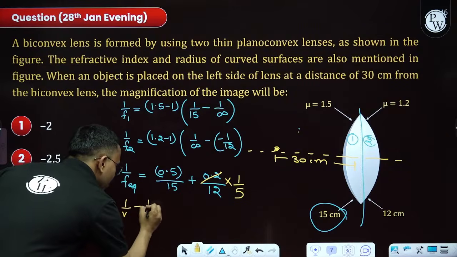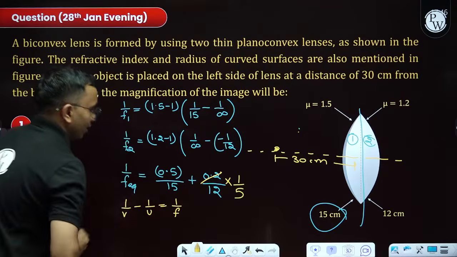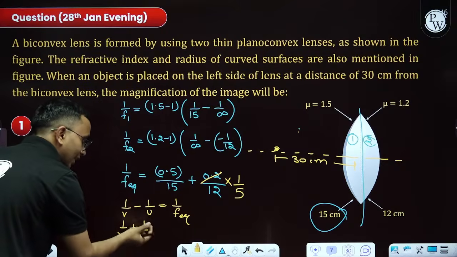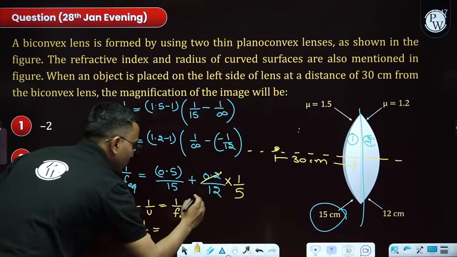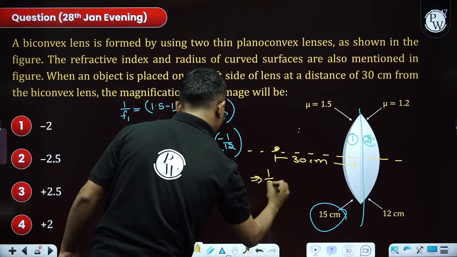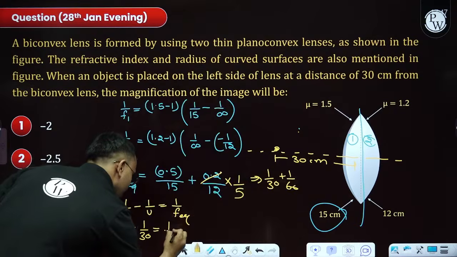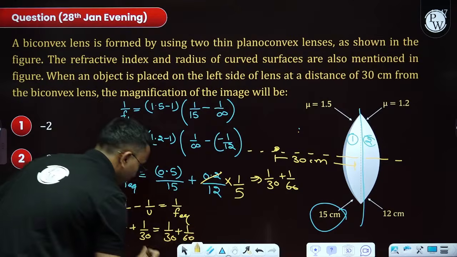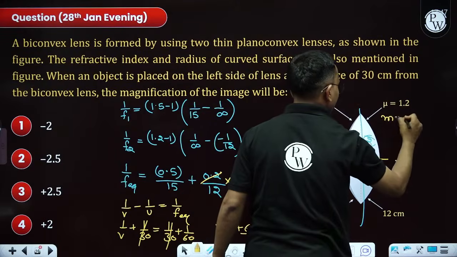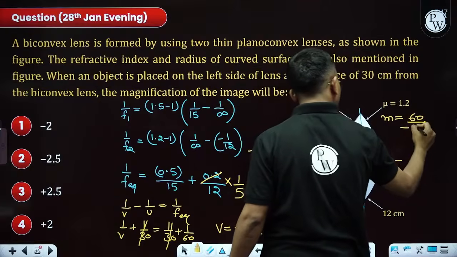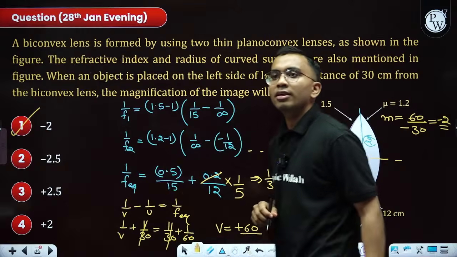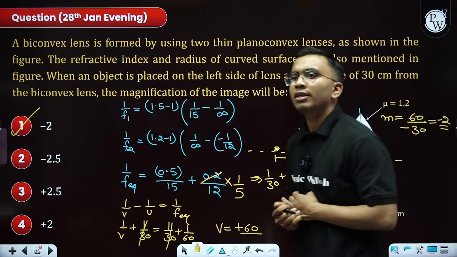1 by V minus 1 by U is equal to 1 by F, equivalent 1 by V plus 1 by 30. Okay, minus of minus, that will become plus. Here is equal to 1 by F, equivalent. And what was this? 1 by 30 plus 1 by 60. V comes out to be plus 60. Now write the magnification as V divided by U. This comes out to be minus of 2. Yes, minus of 2 it is. Yes, first option is coming.